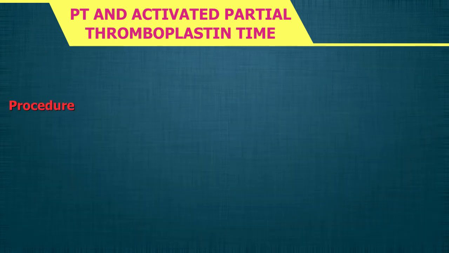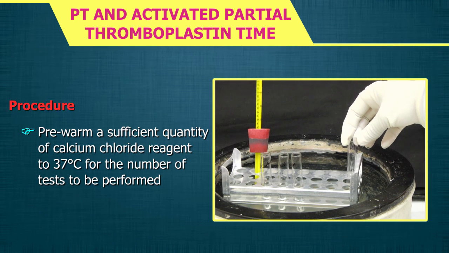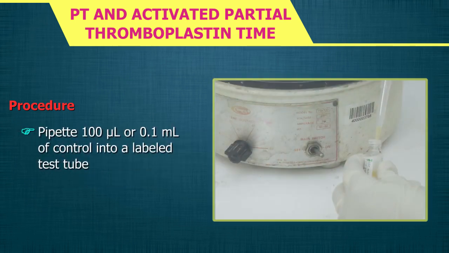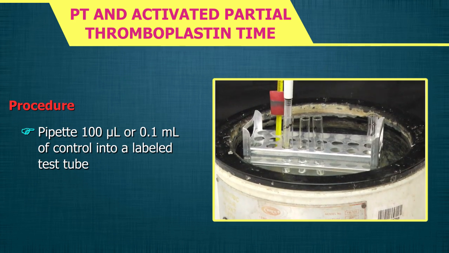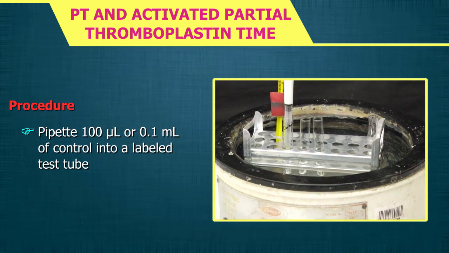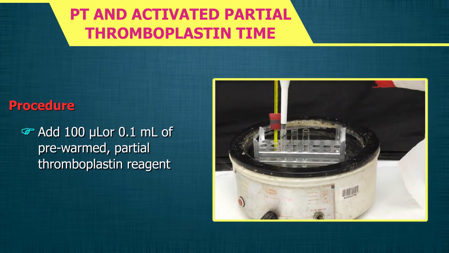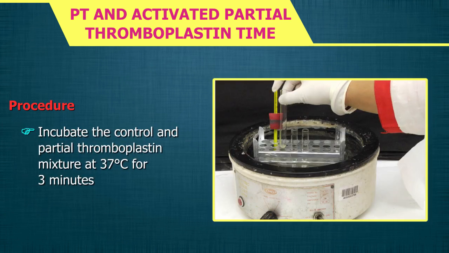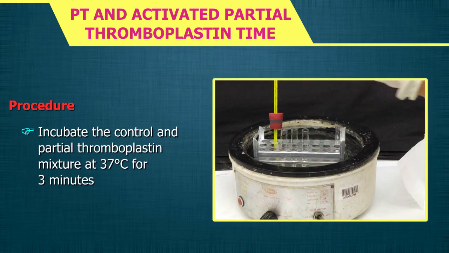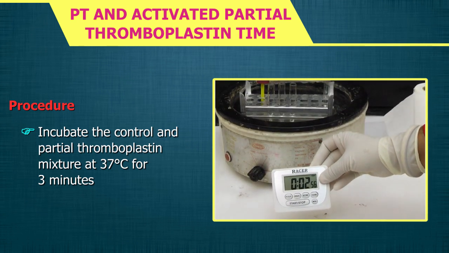Procedure. 1. Pre-warm a sufficient quantity of calcium chloride reagent to 37 degrees Celsius for the number of tests to be performed. 2. Pipette 100 microliters or 0.1 ml of control into a labeled test tube. 3. Into the test tube, add 100 microliters or 0.1 ml of pre-warmed partial thromboplastin reagent. 4. Incubate the control and the partial thromboplastin mixture at 37 degrees Celsius for 3 minutes.